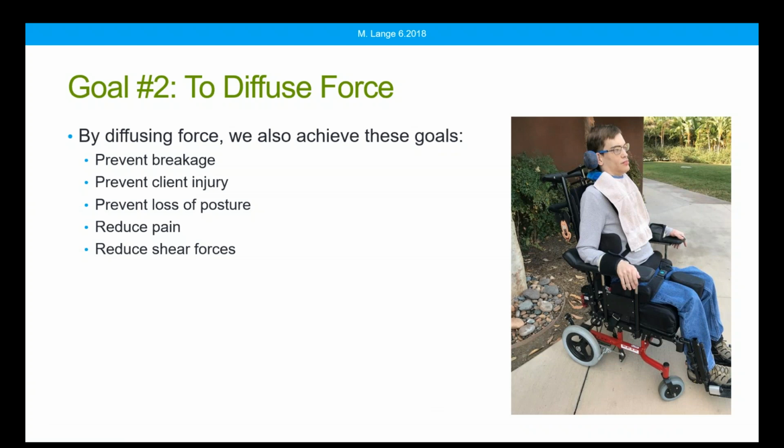By diffusing that force, we can also prevent breakage of the chair because that force is now diffused. We can prevent client injury where the client might have pushed and pushed and pushed or banged, leading to injury in part of their body. I've seen a lot of clients who have a tremendous amount of force built up in their knees, for example. If that force is diffused, we don't have that happening. We can reduce pain for the client, and we can reduce shear forces. And if I forgot, loss of posture, we can prevent that as well.